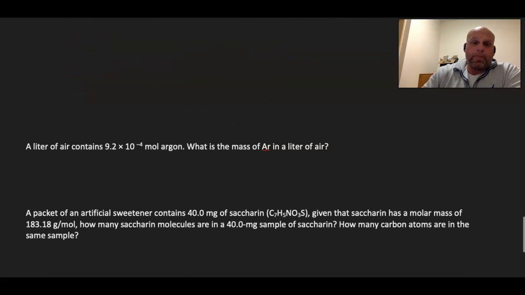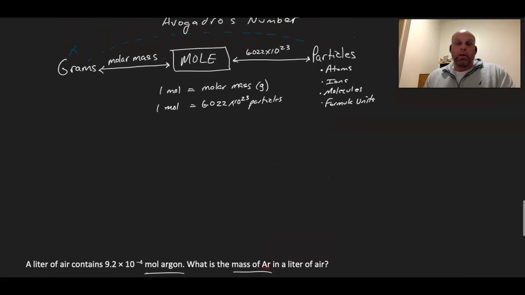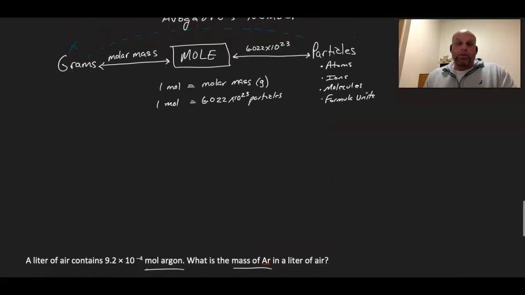So in this first one, a liter of air contains 9.2 times 10 to the 4th moles of argon. What is the mass of argon in a liter of air? Okay, so again, what is the problem asking for? Mass of argon. So it's asking for grams and it's giving me moles. So if I think back to my roadmap here, I'm starting out here. I'm actually starting right in the middle with moles. And I need to go to grams. So that's a one-step conversion, and I'm going to need to use the molar mass.